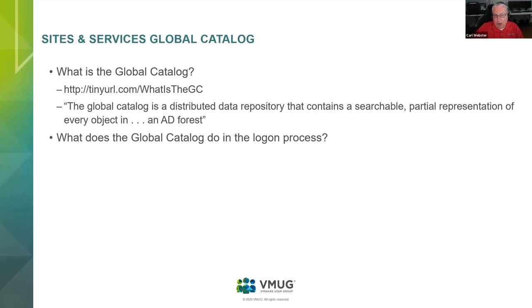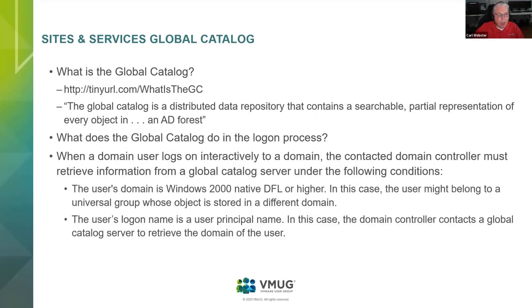So what does the global catalog do in the logon process? Well, when a domain user logs on interactively, and by interactively, I mean they're actually doing a Control-Alt-Delete, not a service account running something under the hood and authenticating, the contacted domain controller, and we'll cover this process in a few slides, must retrieve information from a global catalog server if your domain functional level is Windows 2000 or later, because you may be using universal groups and we don't know what domain that universal group belongs to, or you may use a UPN.